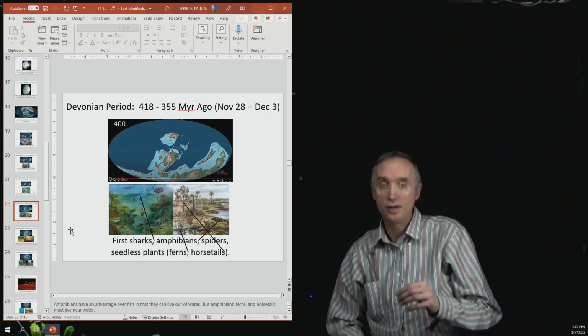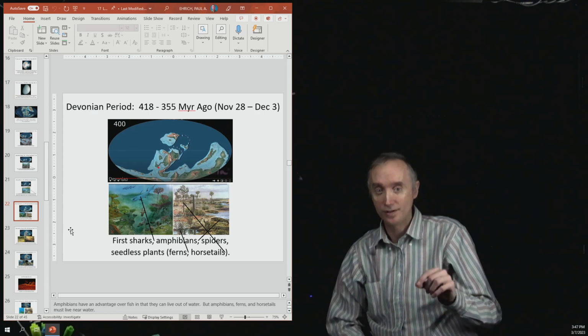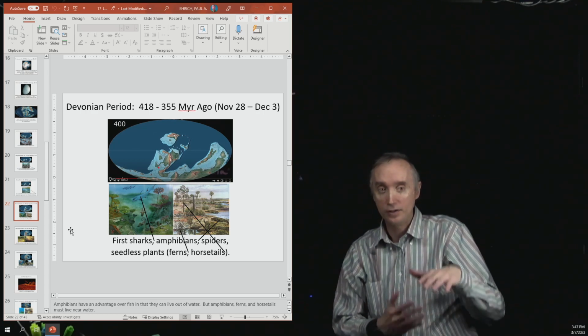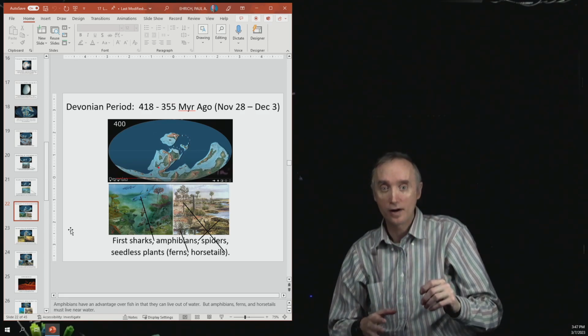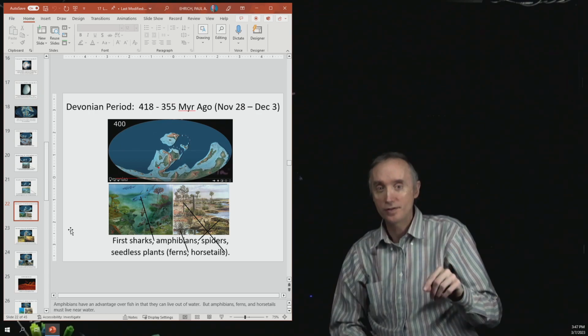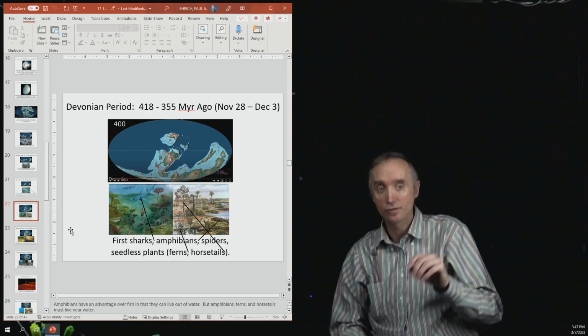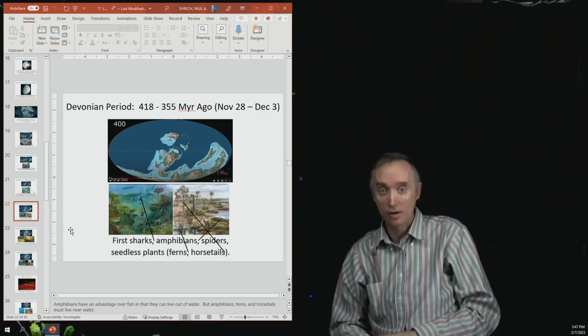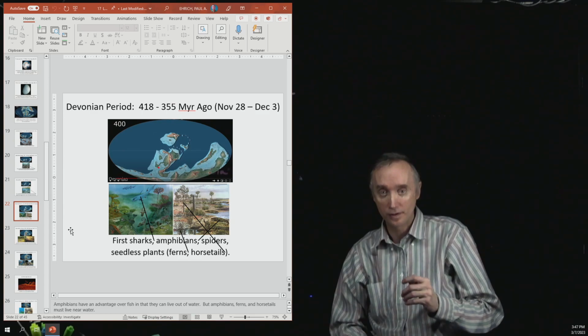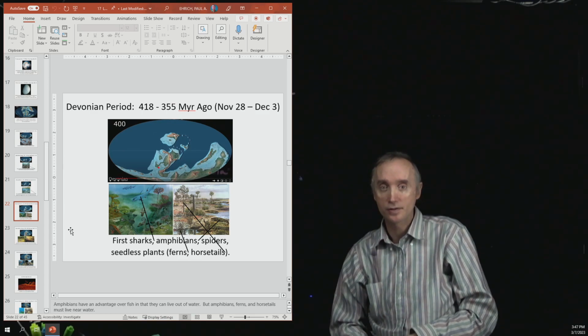And so these horsetails, which today are very short and confined to wet environments, during this time, these ferns and horsetails were the size of trees. So they might have been 10, 20 feet off the ground. And these would have been the dominant kinds of plants that would have existed back then.